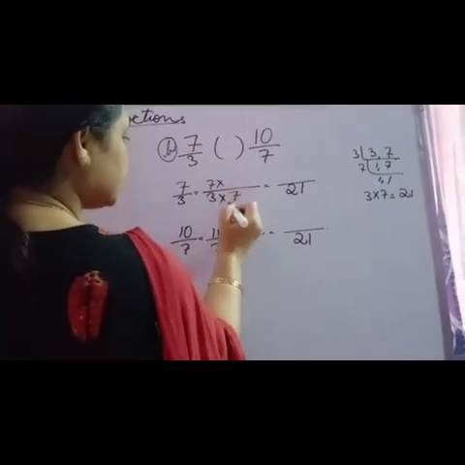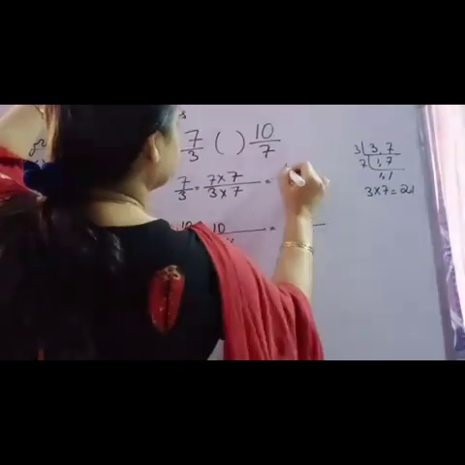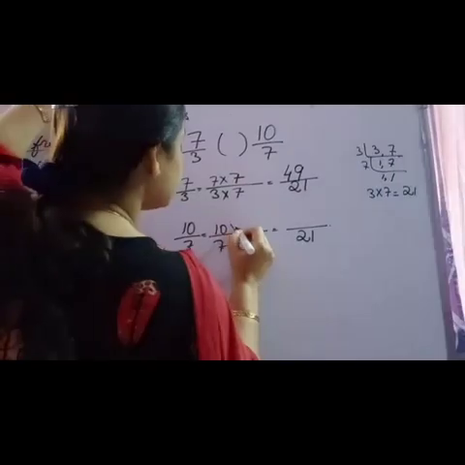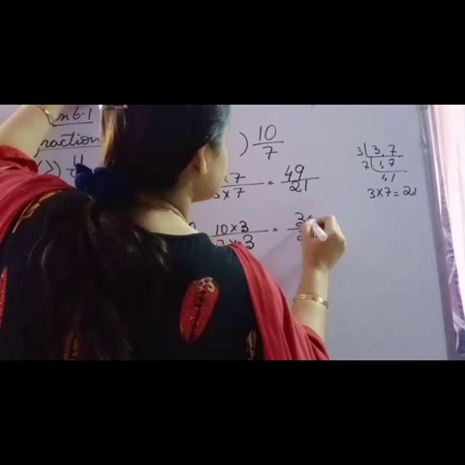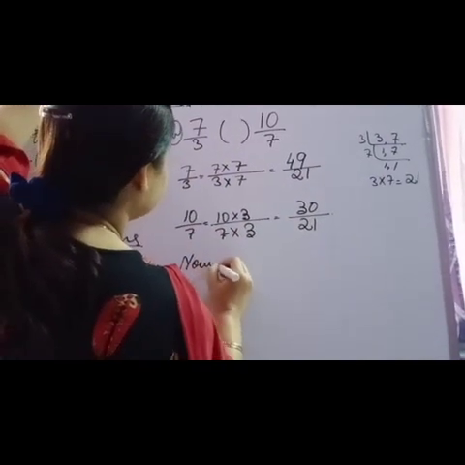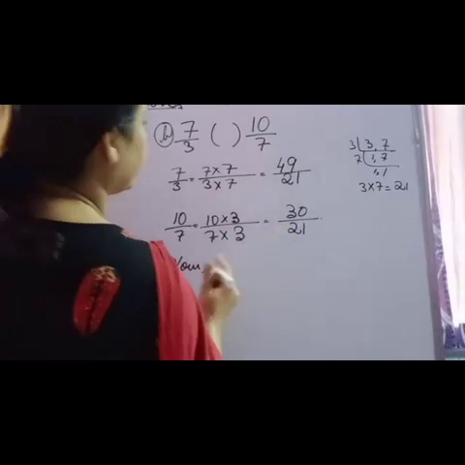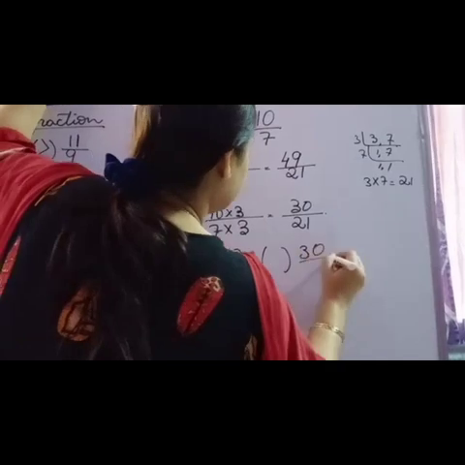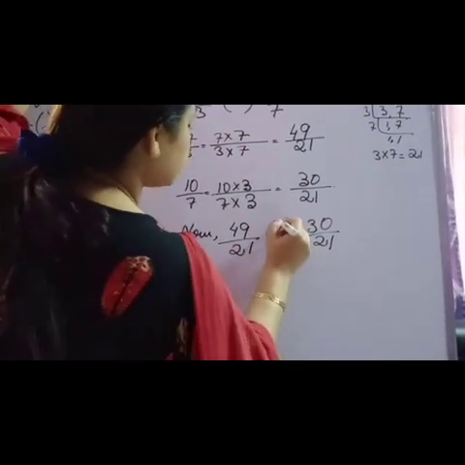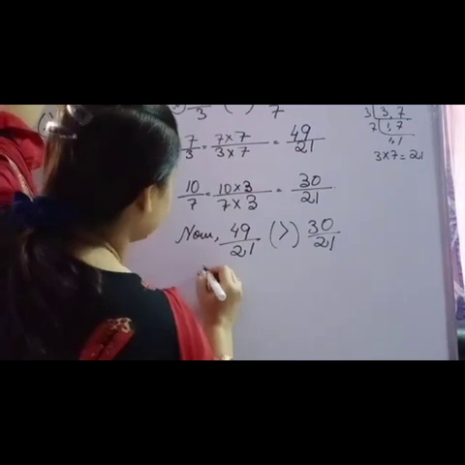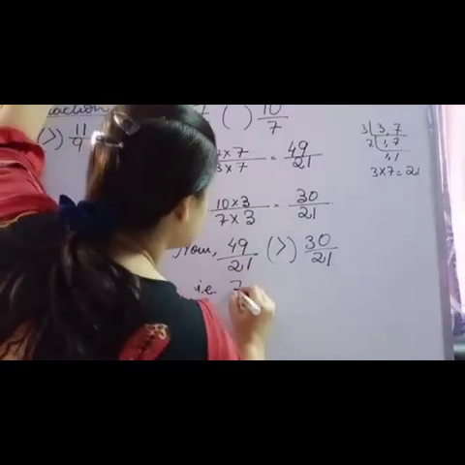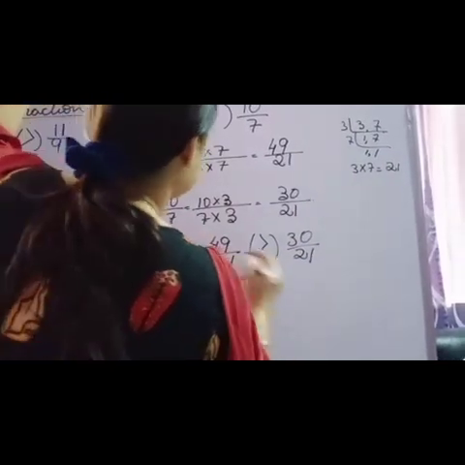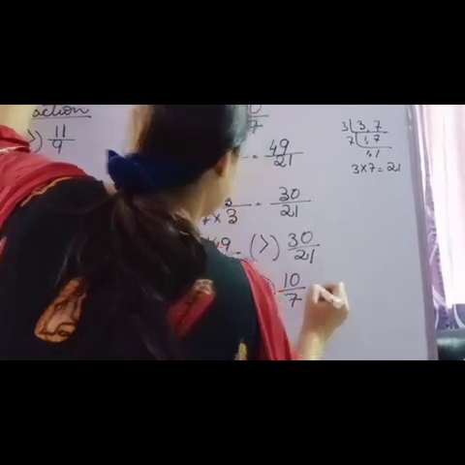If here I am multiplying by 7, on the top also 7. So 7 sevens are 49. 7 into 3 is equal to 21, so here also multiply by 3. So this is equal to 30. Now the fractions have been converted into like fractions. Now we will compare these two fractions. Which one is greater? 49 by 21. So that means 7 by 3 is greater than 10 by 7.